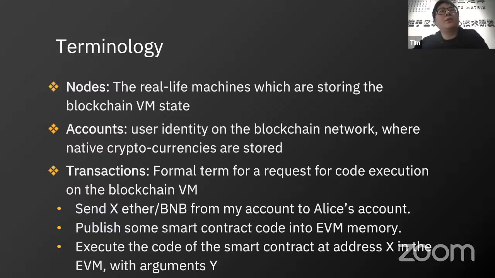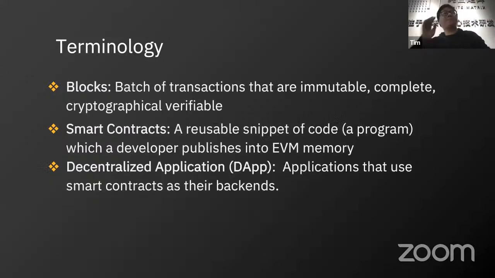Nodes are basically the real-life machines and servers which store the blockchain VM states. Accounts are individual user identities on the blockchain network where native cryptocurrencies are stored. And transactions are just the formal terms of the request for code execution on the blockchain VM. So for example, if you want to run a program, or transfer some assets or some cryptocurrency to some other person's account, these are all transactions.